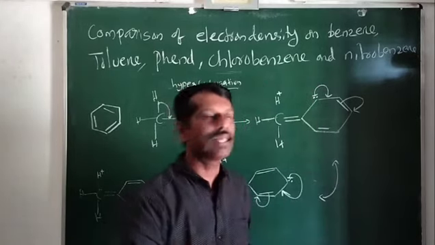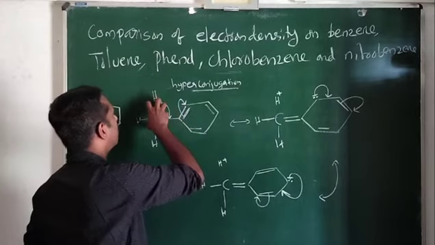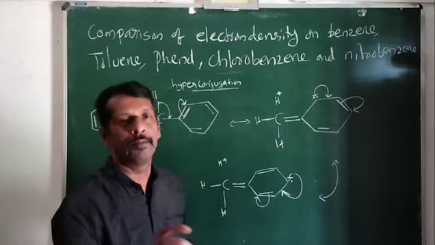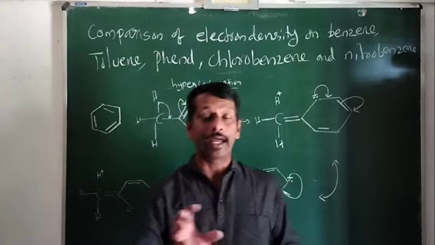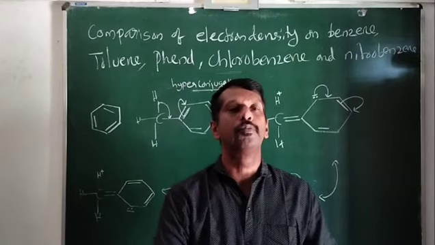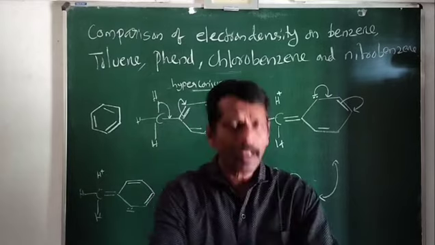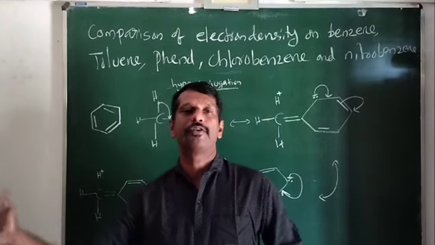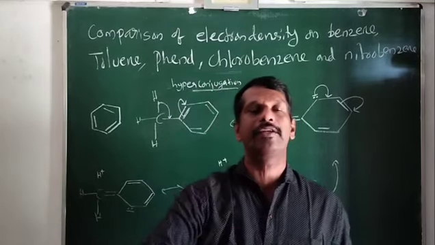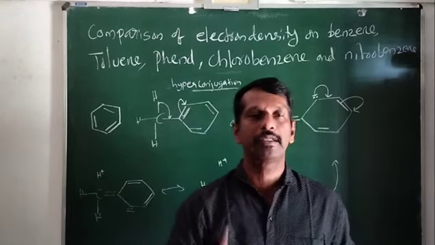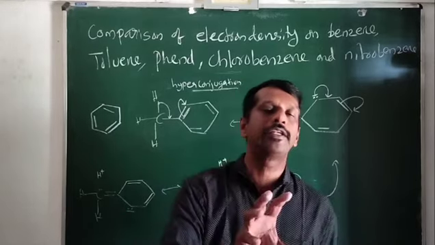Or we can say that these alkyl groups, like the methyl group, are activating groups. They are known as activating groups because the ortho and para positions are more negatively charged. Therefore, the electrophile can easily attack at the ortho and para positions. Such groups are known as activating groups.